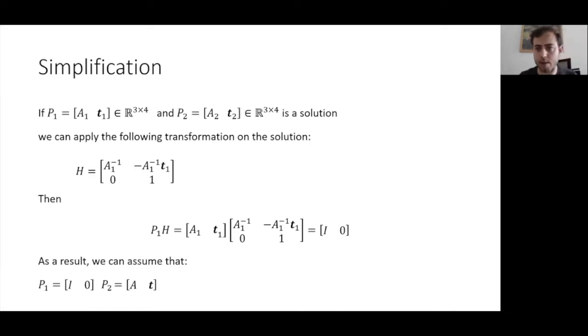Okay, and we will get some new parameterization for P2, but the important thing here is that we change our solution to this formulation so that P1 has this simplified form of I0, and we will be able to use it in our calculations.